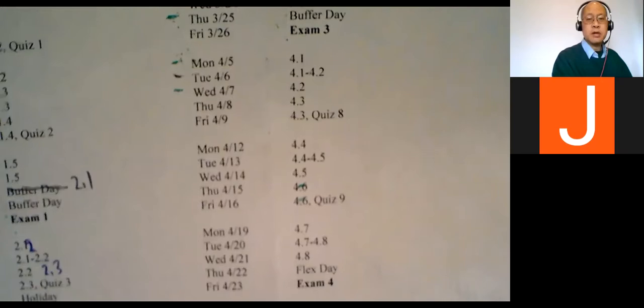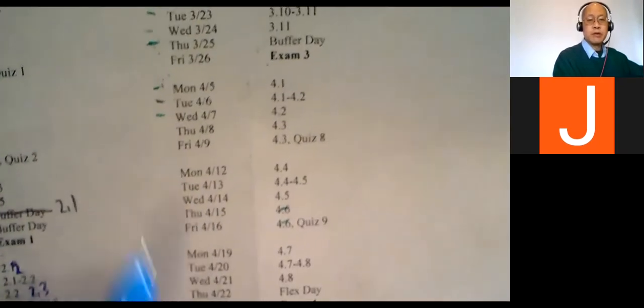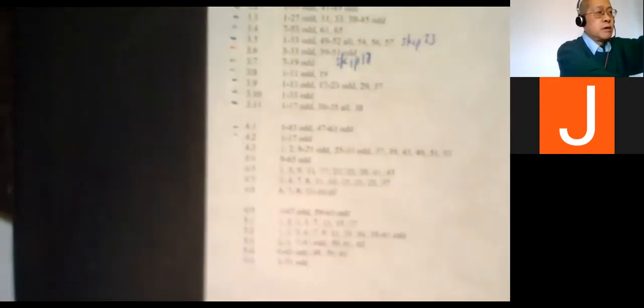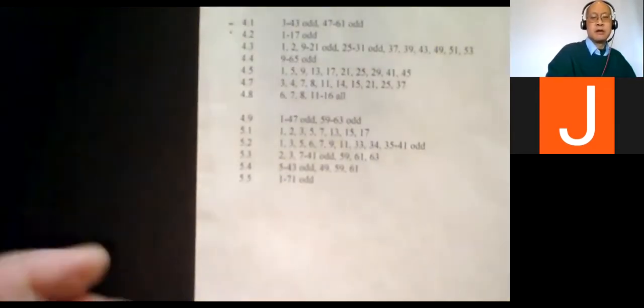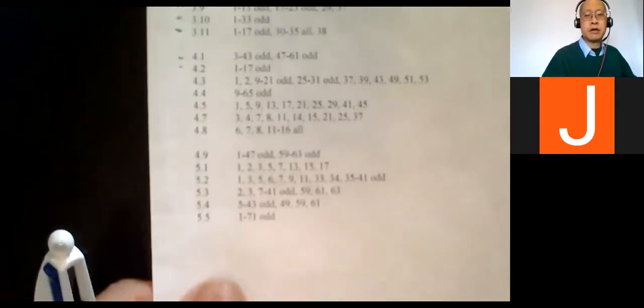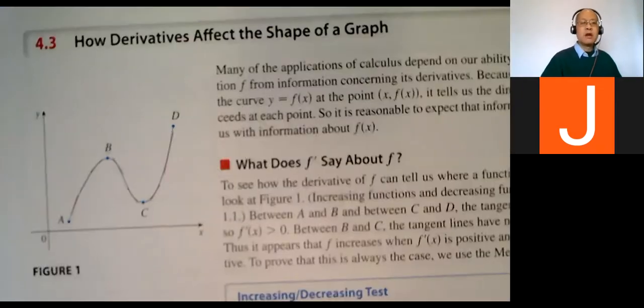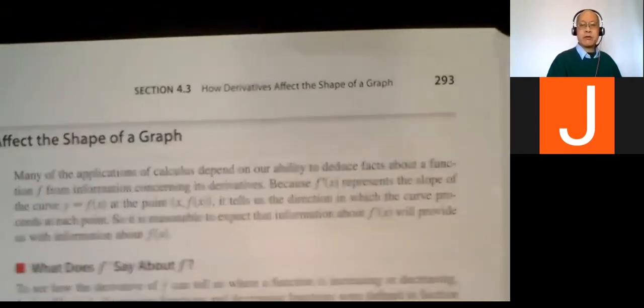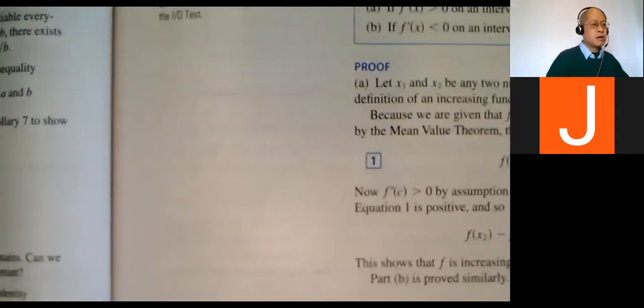Okay, so 4.2 is done, and I'm ready to start 4.3, which I wasn't supposed to start until Thursday, so we're a little bit ahead. Okay, so I'm done with 4.2, begin 4.3, which is a much bigger section. Almost all of 4.3 involves graphing. How derivatives affect the shape of a graph, page 293.